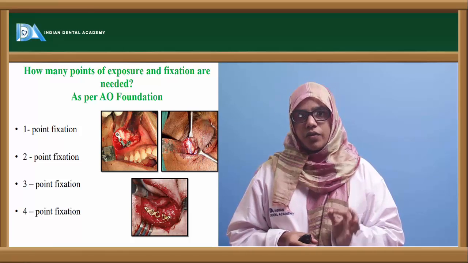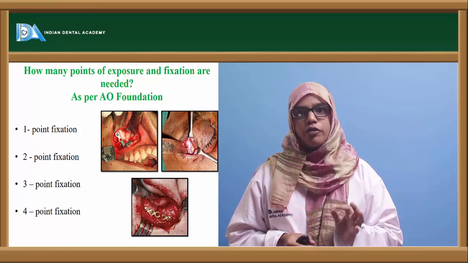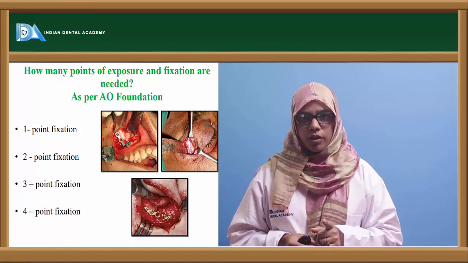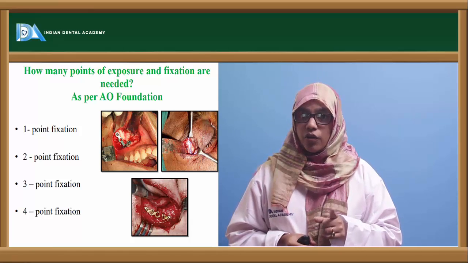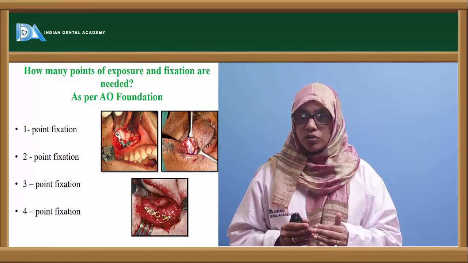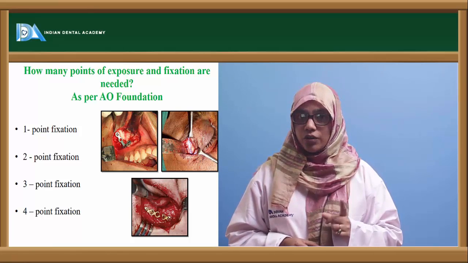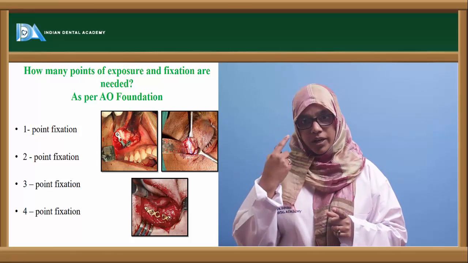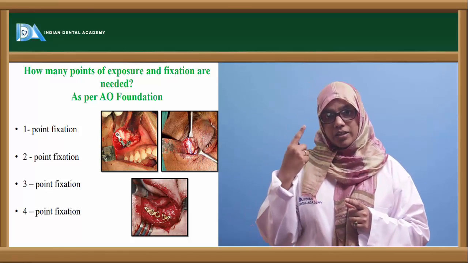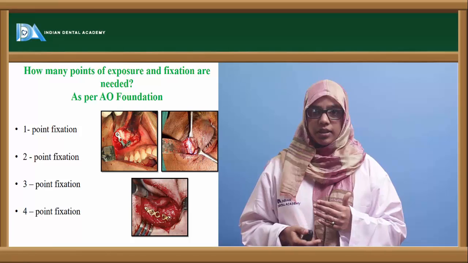If there is fracture of the buttress, then you have to do 1 point fixation from the intraoral approach. If there is fracture of the frontozygomatic suture, then you have to do 2 point fixation, wherein you will expose the frontozygomatic area from the supraorbital incision. You plate the frontozygomatic area, then the buttress area.